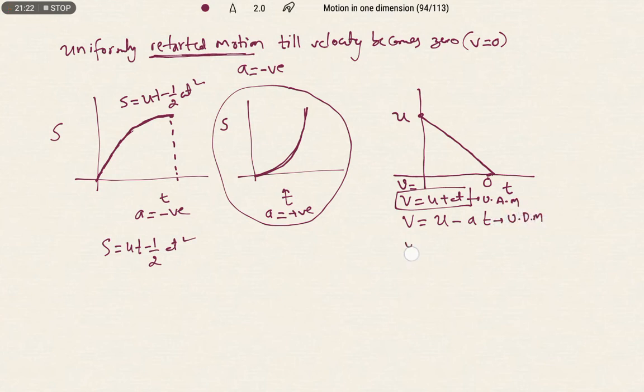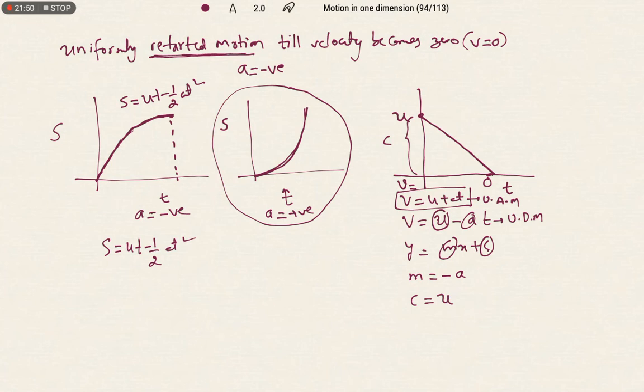Now again, if we compare y equals mx plus c, in the place of m we have a. That means the slope of the graph is a straight line but with a negative sign, y equals minus a. What is the intercept? The intercept will be positive, c is positive, so this value gives the initial velocity. So the intercept value is equal to the initial velocity.